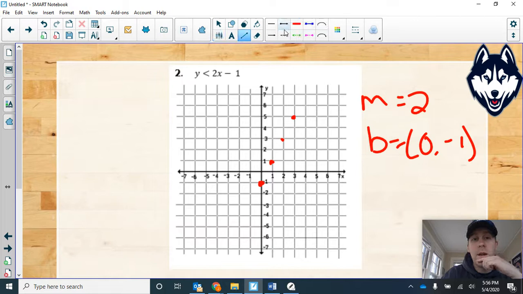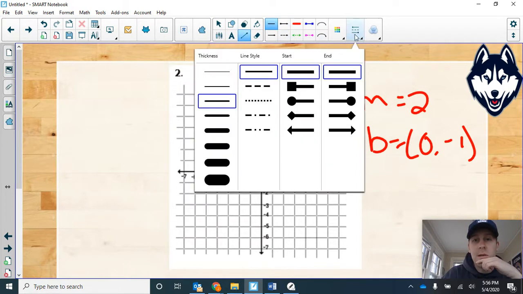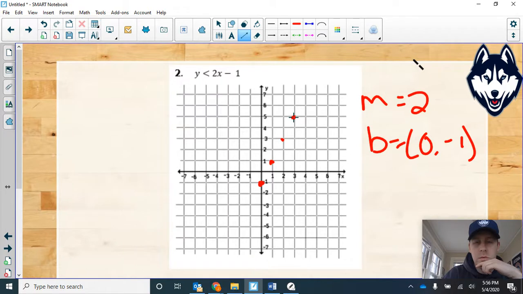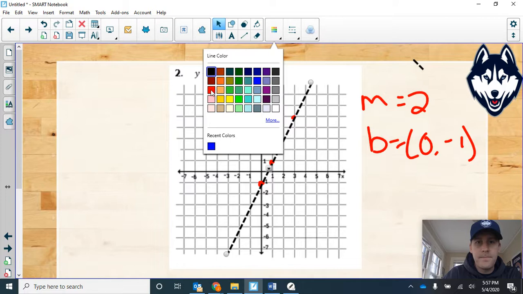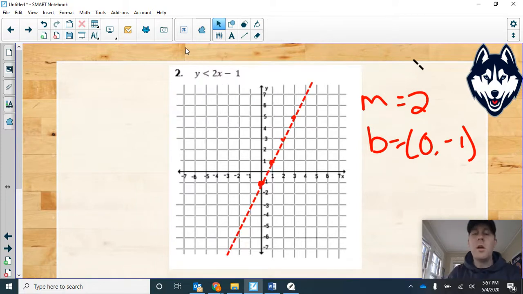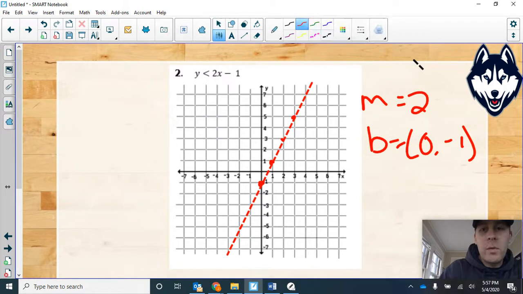Okay, so I'm going to go over here, go to my line feature. I'm going to make sure it's dashed because it is not equal to. All right, so let's extend that line. I'm going to draw it on a little farther, and make it red. All right, and to make sure we're being totally detail oriented here, we want to make sure we put arrows on both sides so that the line goes on forever.